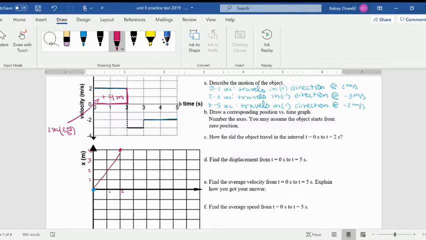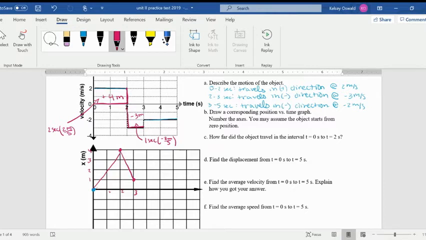From 2 to 3, we'll do the same idea. Here, we're moving for 1 second at a rate of negative 3 meters per second. That tells us I traveled negative 3 meters. So again, we take my height of negative 3 times my base of 1, and we'll find that our object travels 3 meters backwards. So at 3 seconds, if we were originally at 4 meters, and we travel 3 meters backwards, our new position will be at 1 meter.